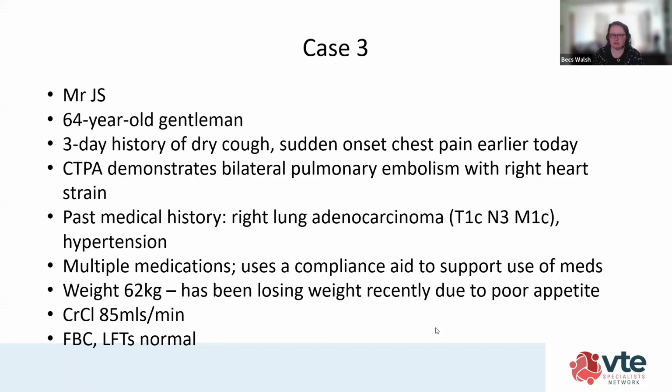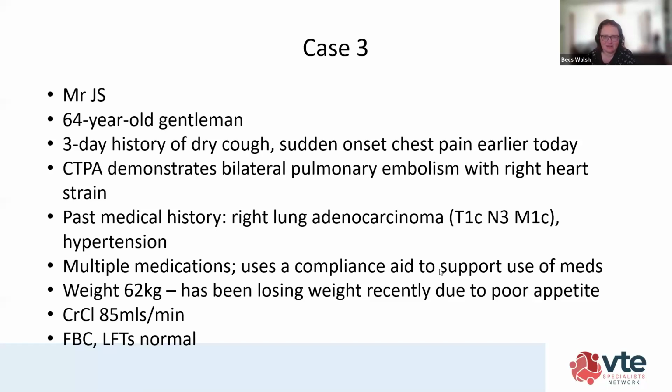To this gentleman, 64-year-old, 3-day history of dry cough, sudden onset chest pain. CTPA shows a bilateral PE with right heart strain. Past medical history of lung cancer and hypertension. So multiple meds for his hypertension and his cancer symptoms. He uses a compliance aid to support the use of his medications. He's 62 kilograms and has been losing weight recently due to poor appetite. His creatinine clearance is good. His full blood count and his LFTs are normal.